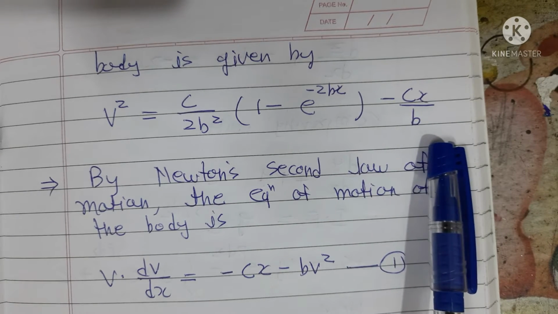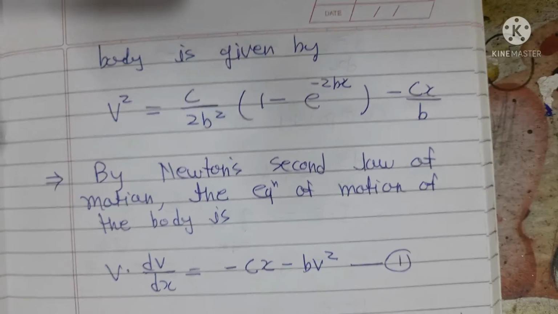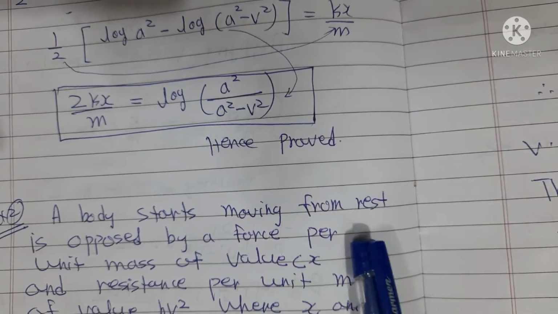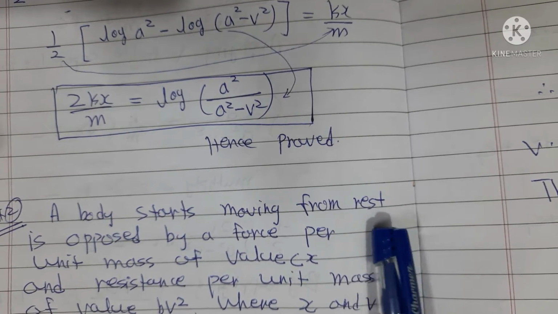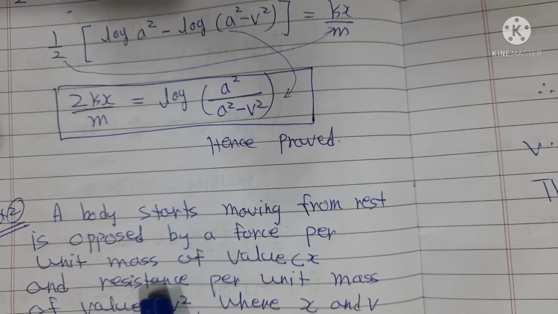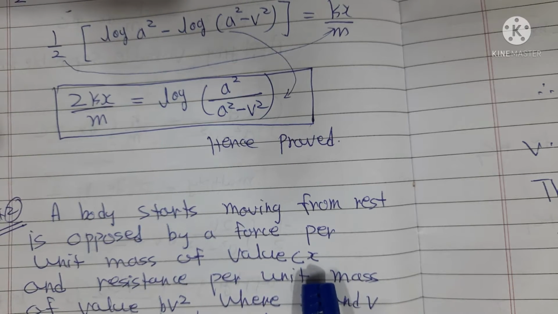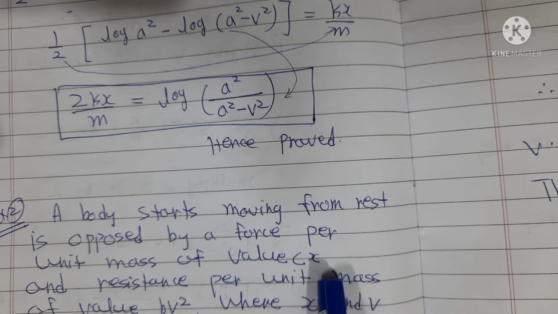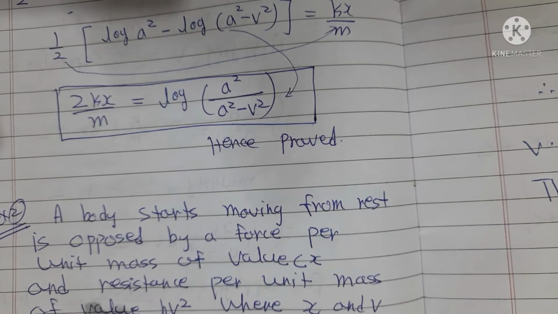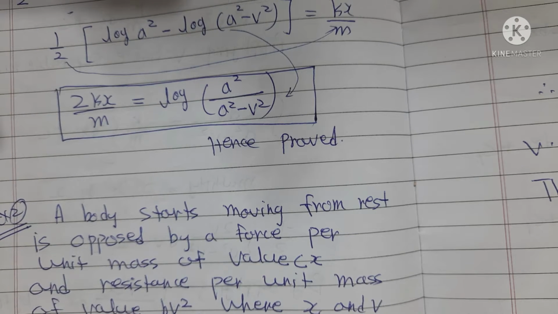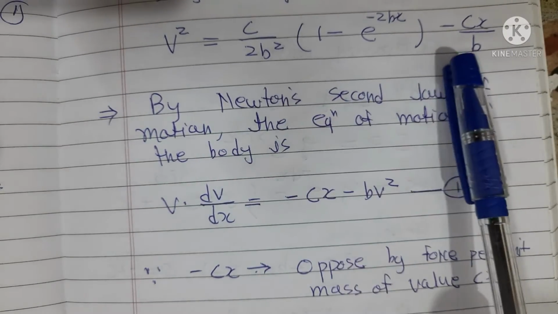minus cx upon b. Okay, now in this problem, the body is moving from rest position, which means the initial velocity is 0, and it is opposed by the force per unit mass of value cx. That body is opposed by the force per unit mass, that is cx, and the resistance per unit mass is bv square, where x and v are the displacement and velocity of the body at that instant. Here we have to show or prove this particular equation.